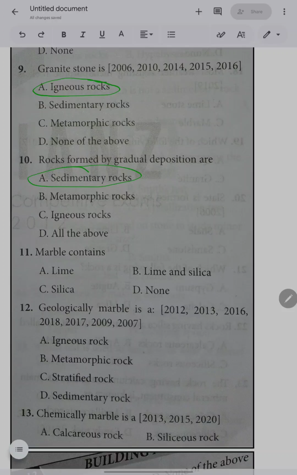Next. Marble contains lime, lime and silica, silica, none. So marble contains lime and silica. So option B is the correct answer.